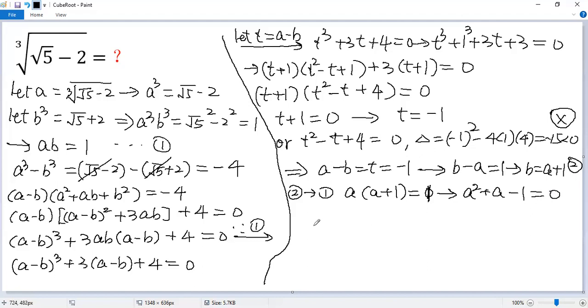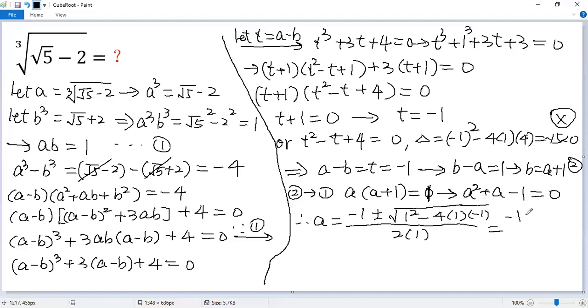Now we can use quadratic formula. So we get A equals -1 plus minus square root of 1 squared minus 4 times 1 times -1, divided by 2 times 1. So we get -1 plus minus square root of 1 plus 4, 5, over 2. But from here, you know A must be greater than 0. So because A greater than 0, we can only take plus. So A can only be -1 plus square root of 5 divided by 2. That is the final answer.